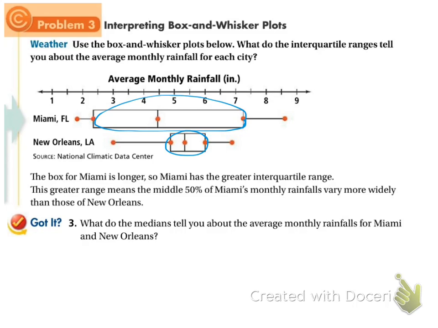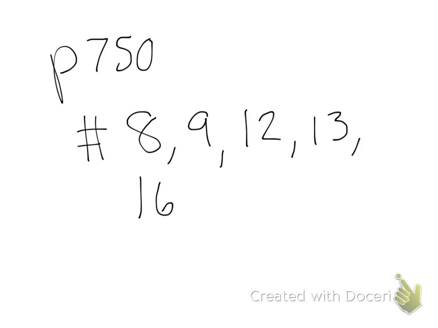And then our Got It question says, what do the medians tell you about the average monthly rainfall for Miami and New Orleans? So here's our medians. So New Orleans has a higher median of average monthly rainfall. So on average, New Orleans is getting more rain than Miami is. And there's your homework.